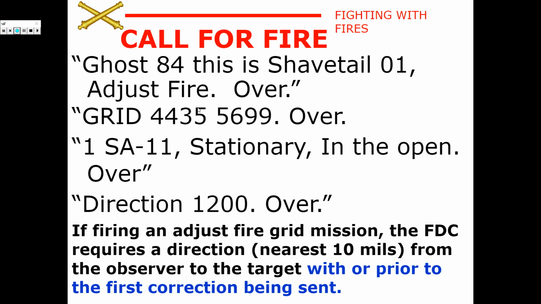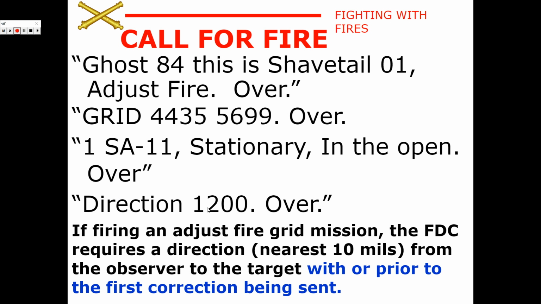Target location in the standard is just providing a grid. I mentioned earlier I recommend 8 digits. 6 is okay. You can do 10, but 10 is excessive. Then we've got our target description: number, what it is, what it's doing, and then level of protection, over.